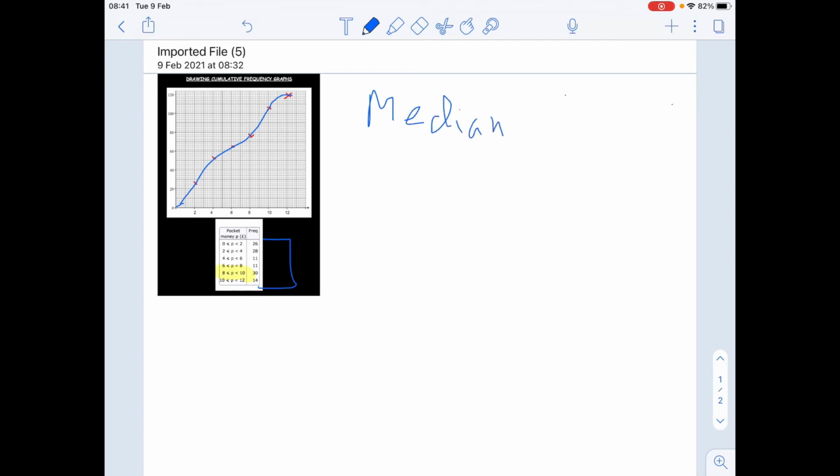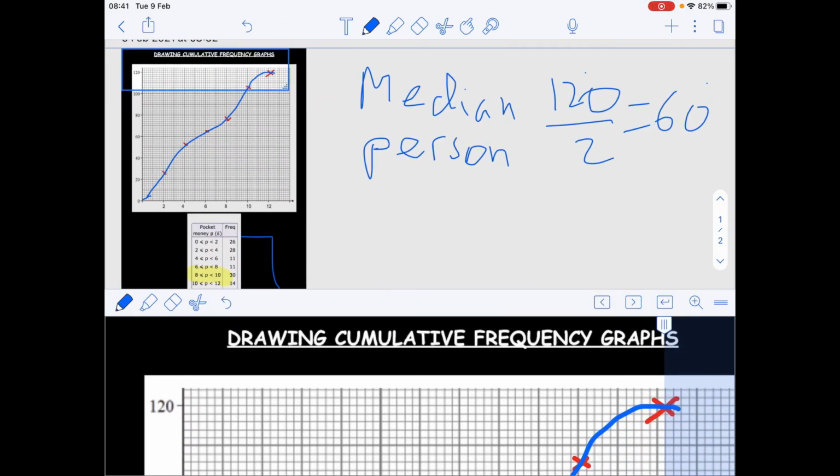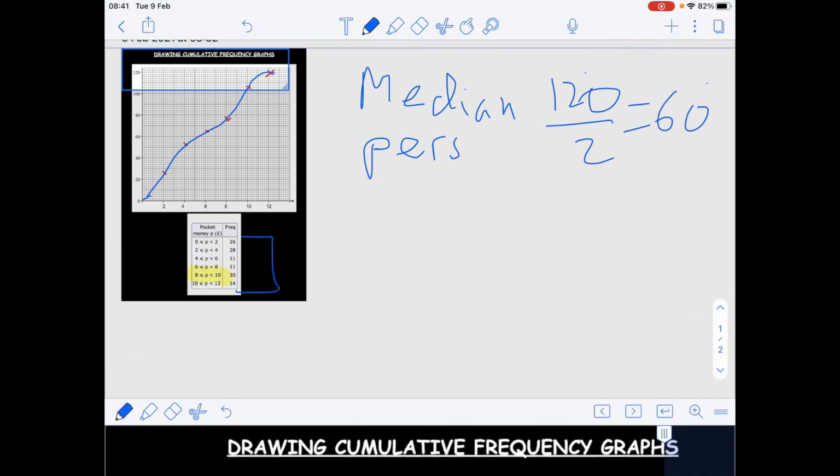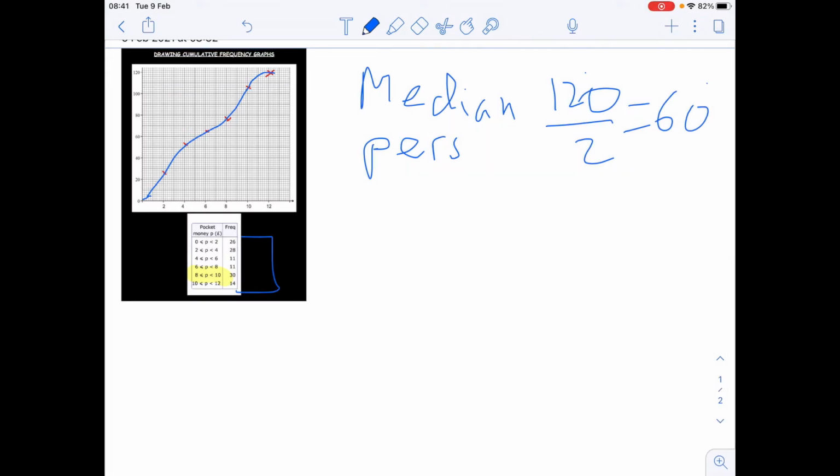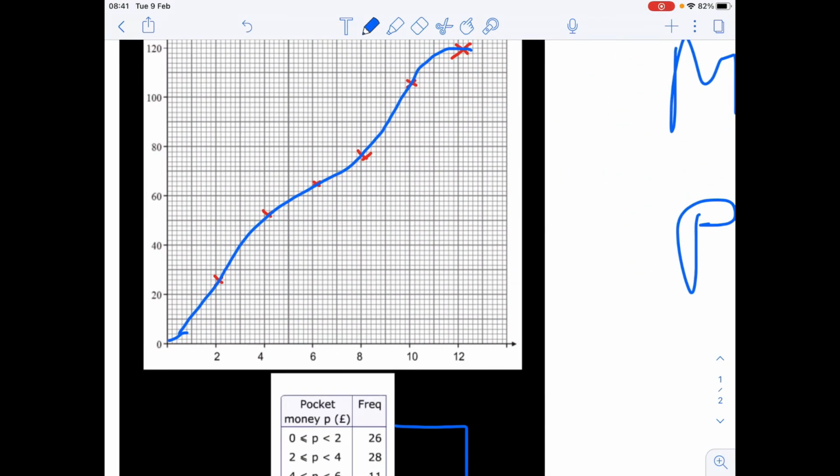I've got 120 people divided by 2 is 60. But that's the median person. That's not the median for pocket money. I want to find the median person, which is person number 60. So I'm going to go to 60, across to my cumulative frequency graph, and then down.